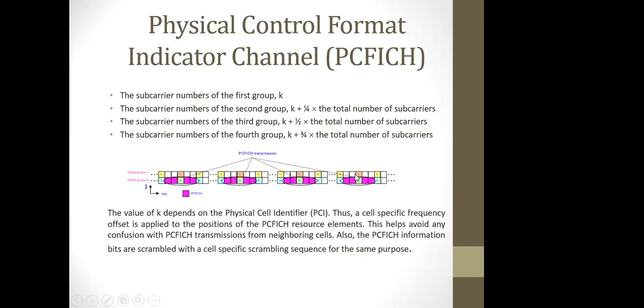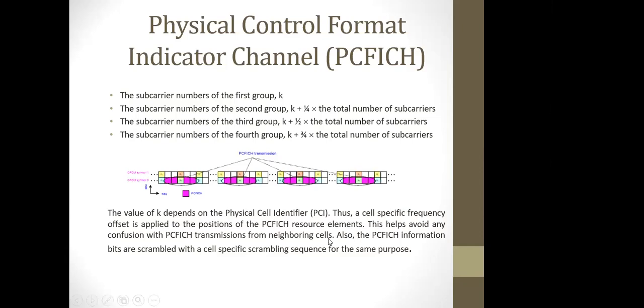It is spread in frequency. The subcarrier for the first group is K, then the second one will be K plus 1/4 of the total number of subcarriers, then K plus half of the total number of subcarriers, and so on. So you see that the resource element groups for PCFICH, all these groups together, form the whole PCFICH information, and that is spread at 4 different places.